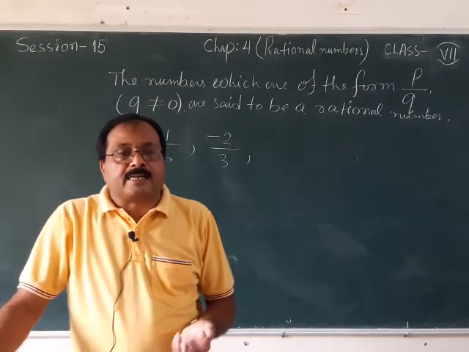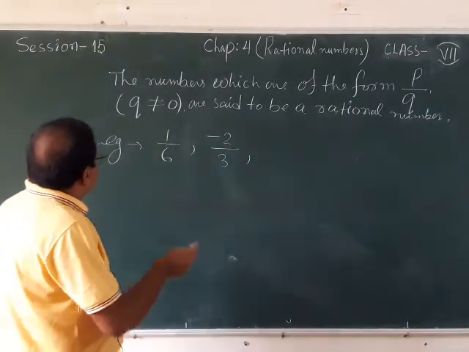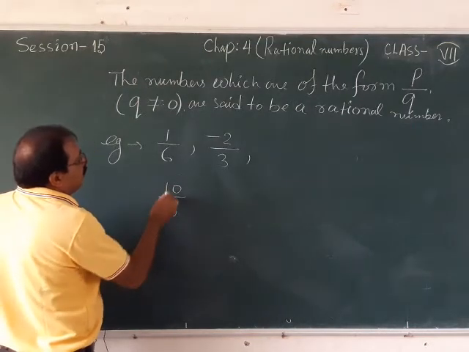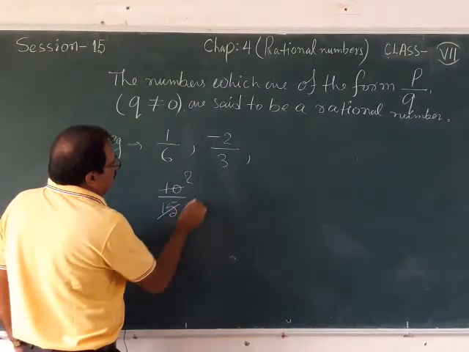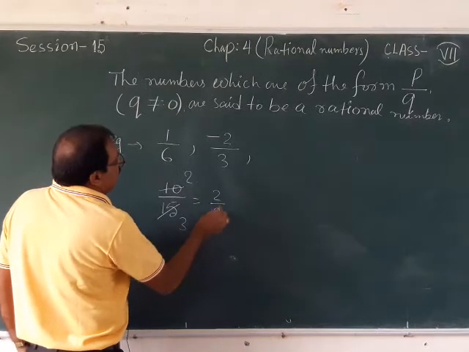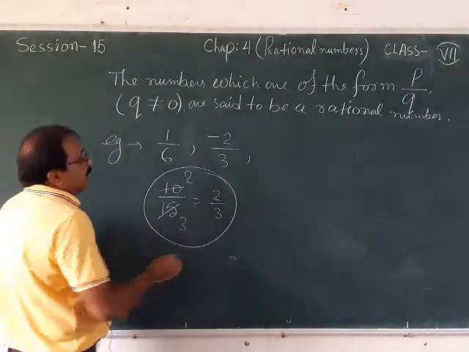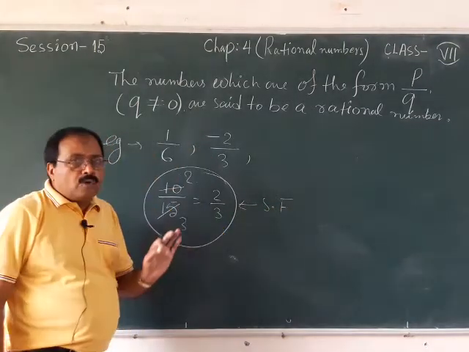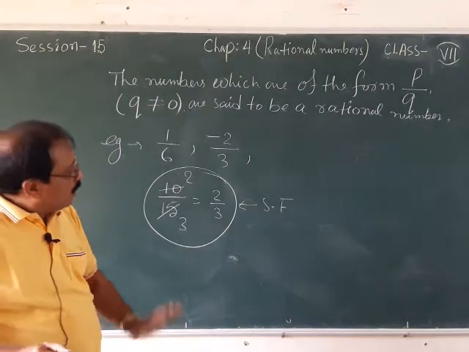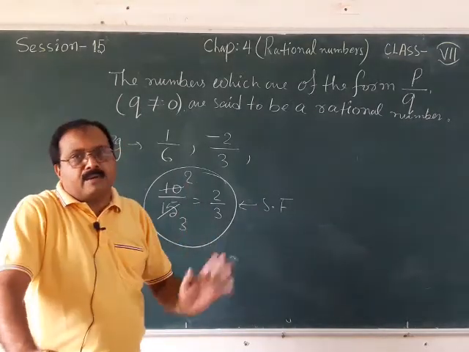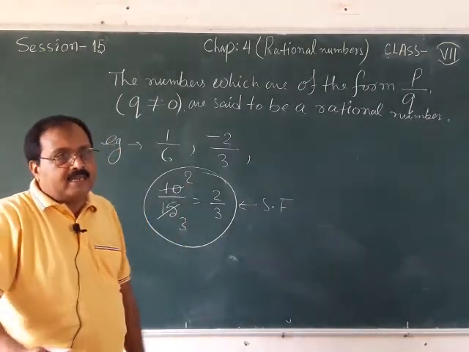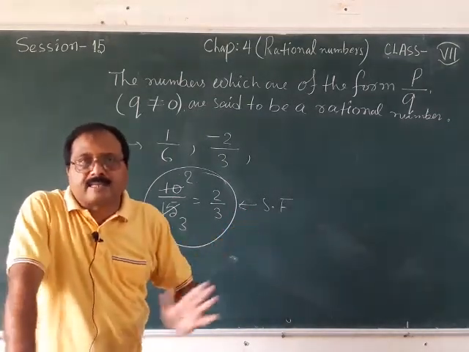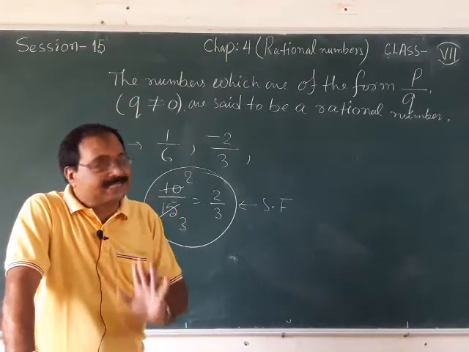You know already the standard form of a rational number. Suppose I am going to write 10 upon 15. You know that it is not in standard form. If I cancel, 5 twos are 10, 5 threes are 15, that means 2 by 3 is in standard form. So you have to check that it should be in standard form. Standard form means the lowest form of a fraction. That means if you are able to cancel a number, you can cancel it and write the answer in its lowest form. That is called standard form of a fraction or standard form of a rational number.